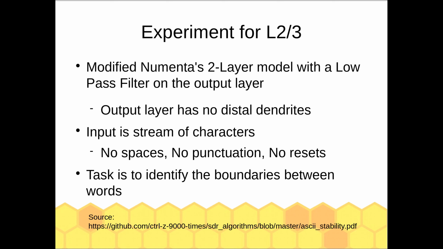To test this idea, I started with Numenta's two-layer model, and I altered the output layer to include a low-pass filter. The objects which I tasked the model with learning were words. I started with 500 random words from the English dictionary, and I fed the words into the model many times in random order. And I fed them into the model one character at a time. Each character in the alphabet, A through Z, was given a unique sensory representation. The purpose of this experiment was to see if the model could identify the boundaries between the words on its own with no outside help.